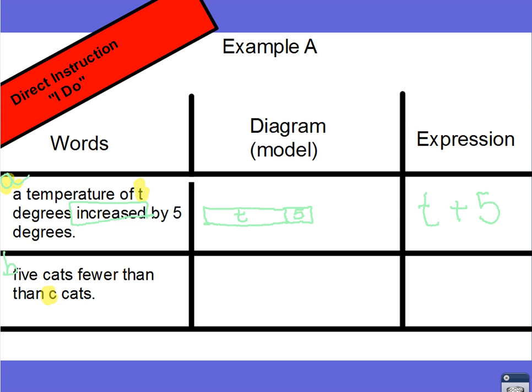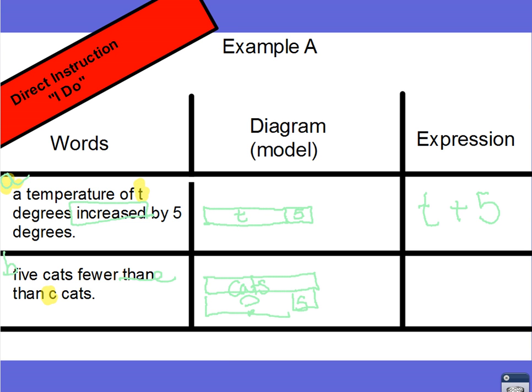5 cats fewer than C cats. So 5 cats fewer than, oh, yeah, sorry, I don't need 2 thans, do I? Okay, so 5 cats fewer than C cats. So I have some amount of cats here. I have a total amount of cats. But I want the number that's 5 less. So I want this amount right in here.